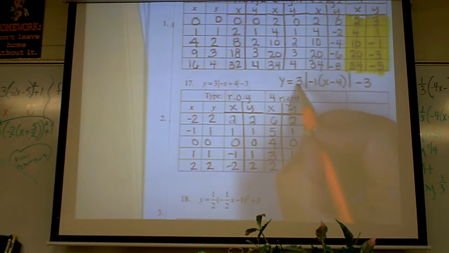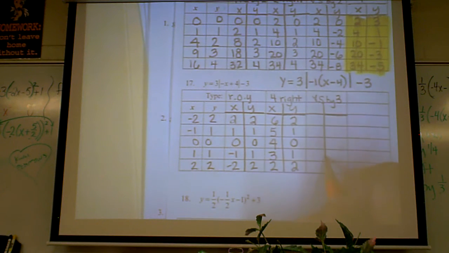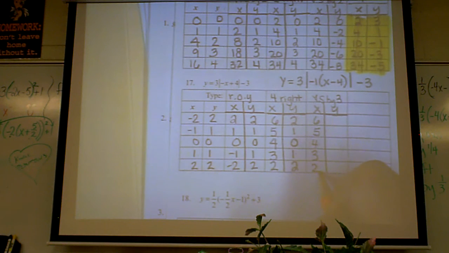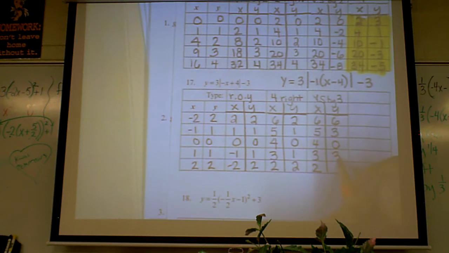What does this number do? It's a vertical stretch by 3. So now you're going to take what letter? What do these two numbers affect? The y. So you're going to take these and do what with them? The 2, 1, 0, 2. Multiply by 3. You're going to multiply all these by 3. So keep the 6, the 5, the 4, the 3, the 2 the same, and multiply these by 3. So you get 6, 3, 0, 3, 6.